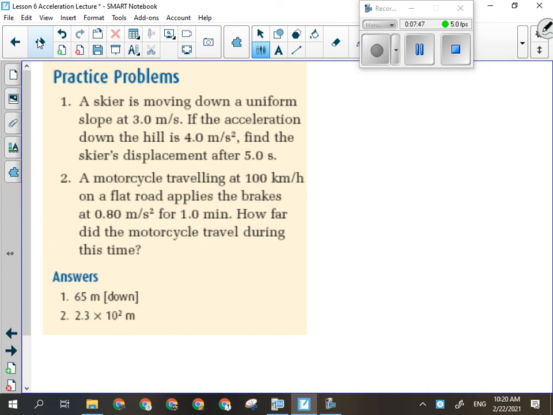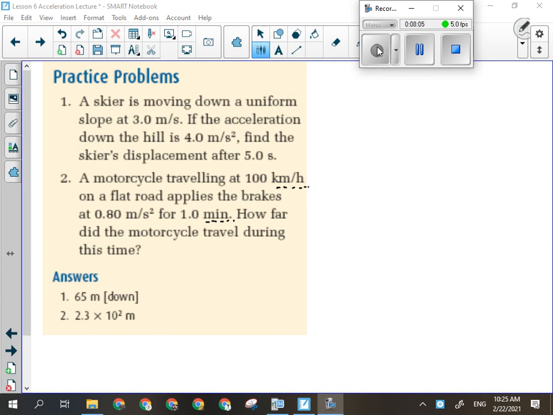Then I would like you to try these two. They both involve using that formula. Watch out for kilometers per hour and minutes. You've got to make sure all of our units match. So make sure your units match.